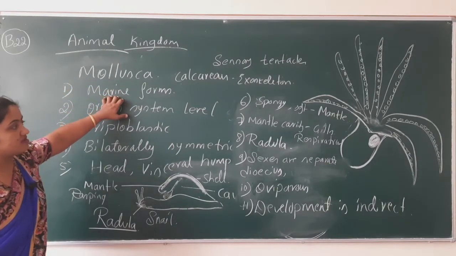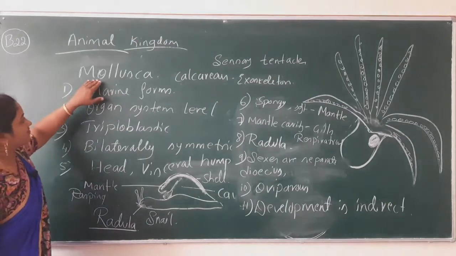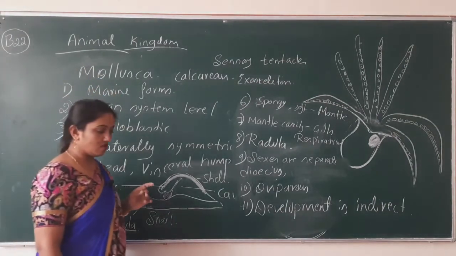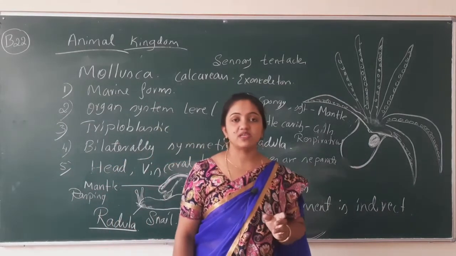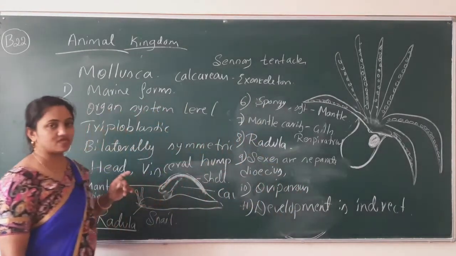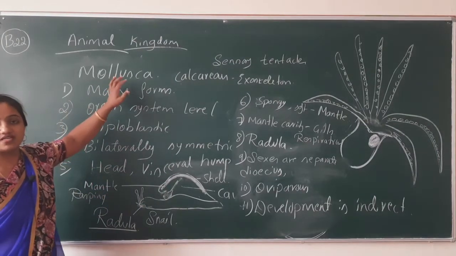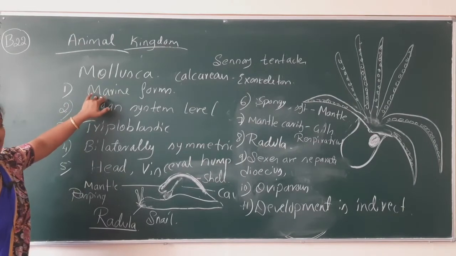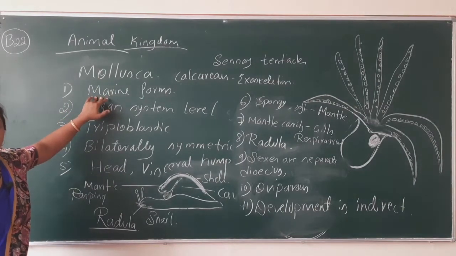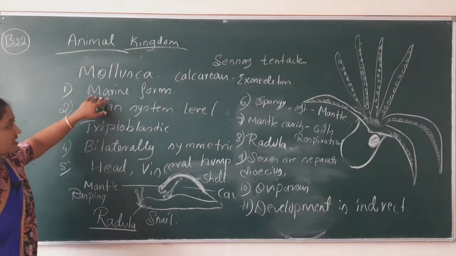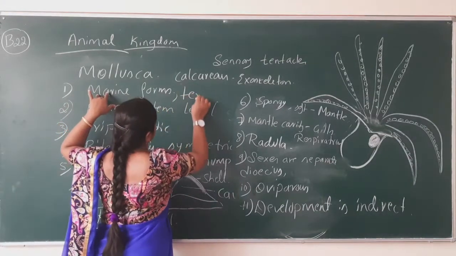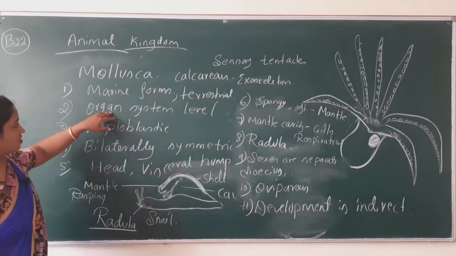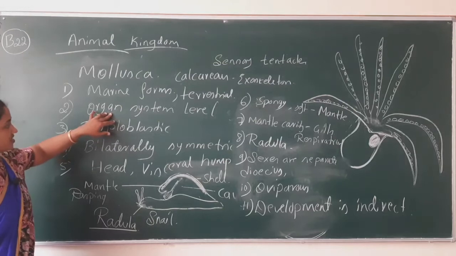So let me explain one more time. The phylum Mollusca is the second largest phylum of the animal kingdom. The first is phylum Arthropoda. This is the second largest. Here maximum of the animals are marine forms, and some of them are terrestrial ones, and they have organ system level of body organization.